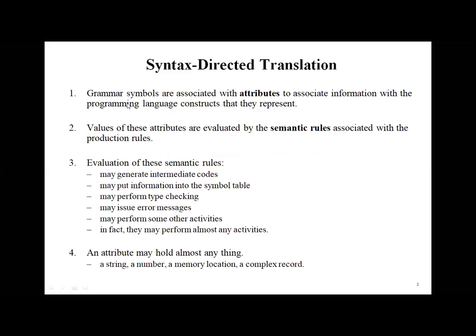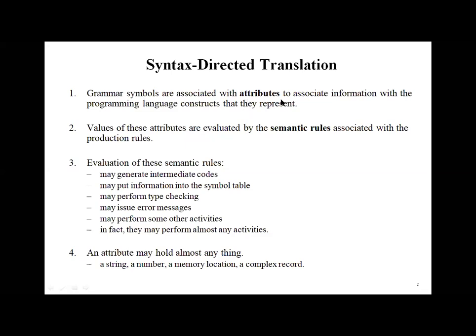There is a grammar, say A produces BC. A is a grammar symbol. Every grammar symbol needs to be associated with some attributes, and we associate this information for a programming language. Then every production is evaluated, that means every attribute is evaluated by the semantic rule.